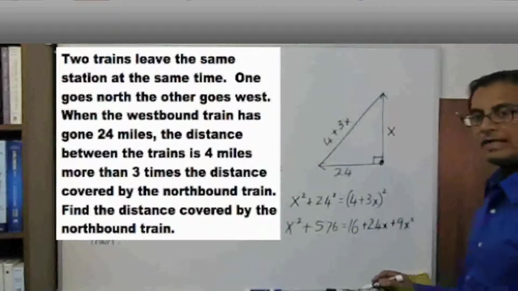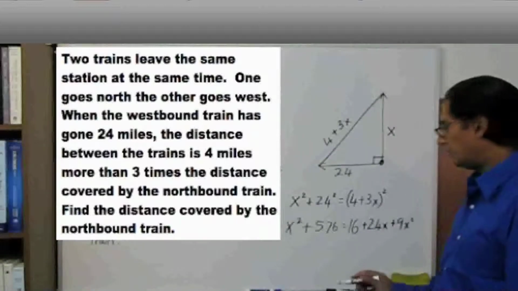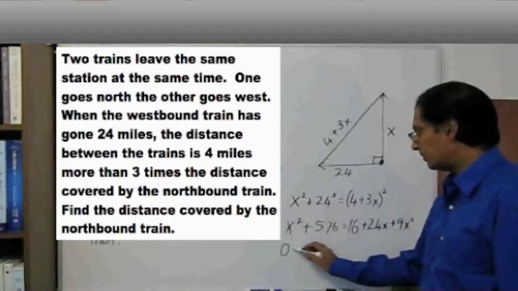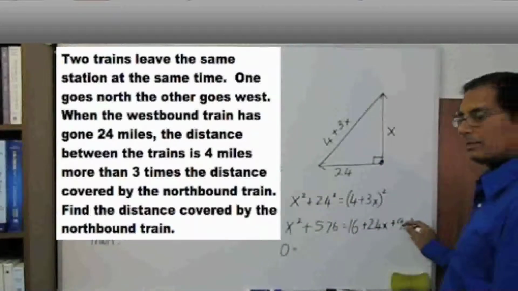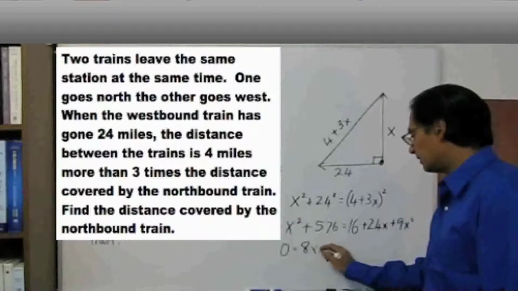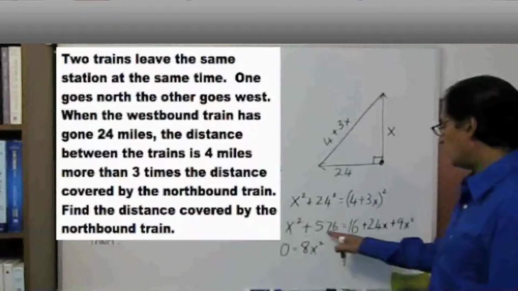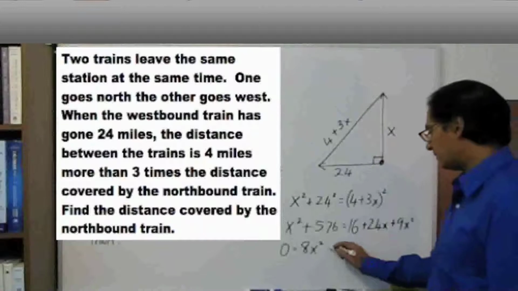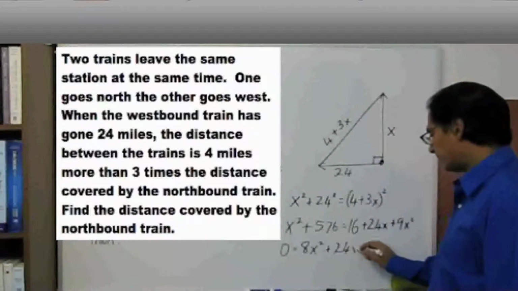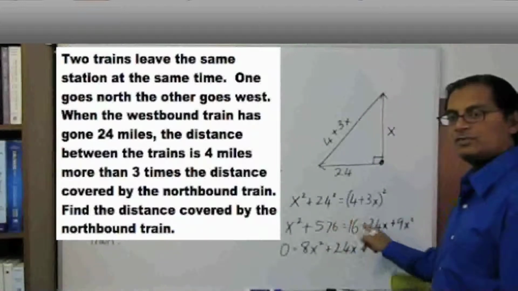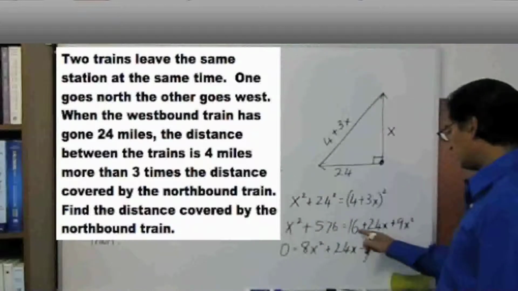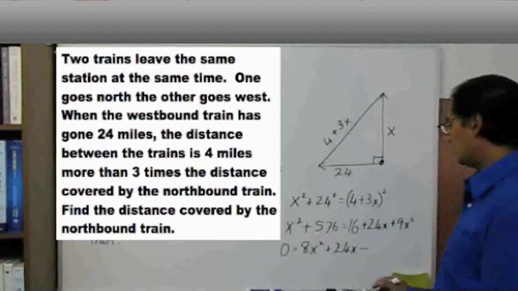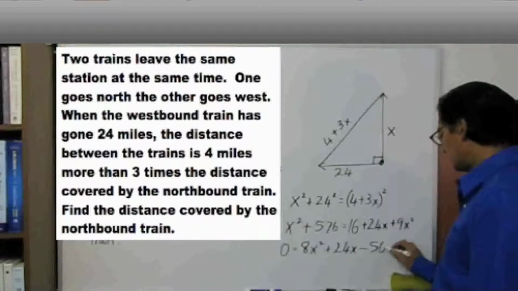Since this is a quadratic equation, we move everything to one side and let the other side equal 0. So I'm going to move the x squared over here, so we get 9x squared minus x squared, that's 8x squared. We have 24x here still. And then we move the 576 over, we subtract 576. So we get minus 16 minus 576 is minus 560.